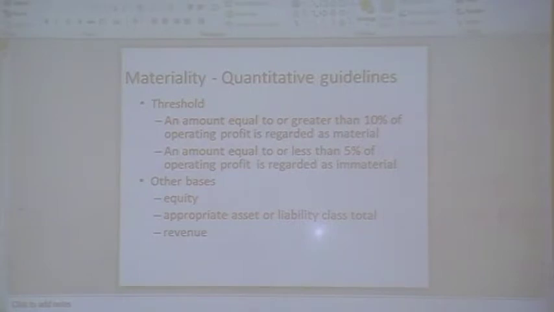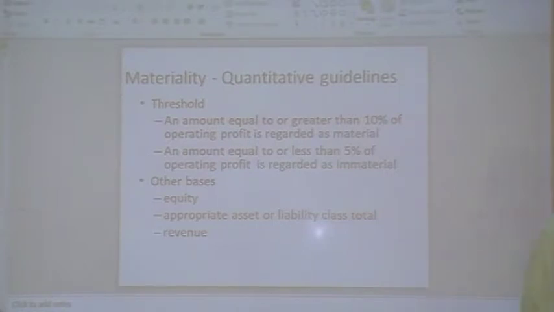Other bases are equity, the appropriate asset or liability class, and total revenue, and we just go through them. The best way to do this is to go through examples, and we'll do examples over the next couple of weeks for when we're setting materiality. But tonight, I just wanted to get through what materiality actually is.